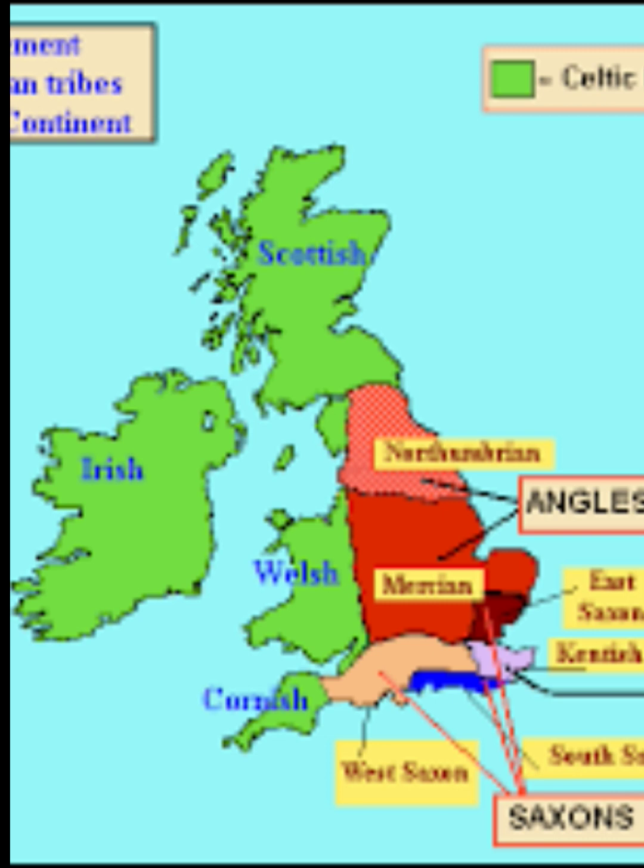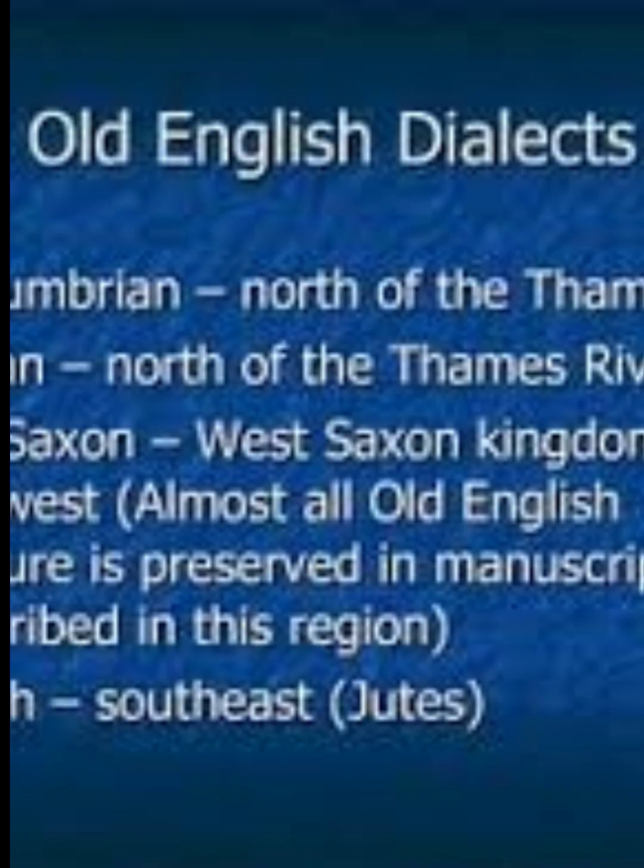The major dialects of Old English were Northumbrian, Mercian, West Saxon, and Kentish. Northumbrian was spoken in the north of the Thames River. Mercian was spoken in the Midlands. West Saxon was spoken in the south and southwest, and Kentish was spoken in the southeast. These dialects were spoken by Angles, Saxons, and Jutes, who first started the English language in England.